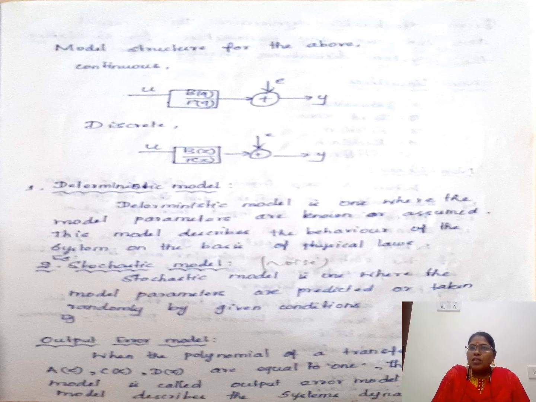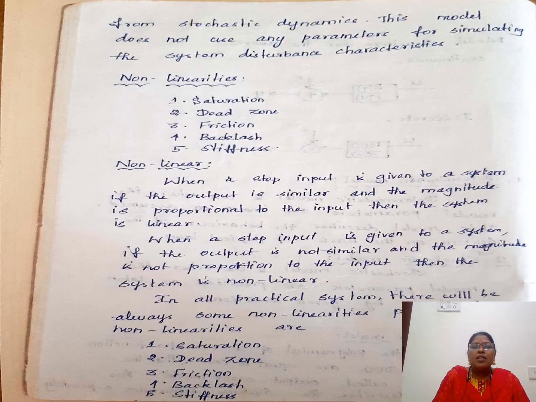In the output error model, in the basic general equation, you have to make the polynomials A, C, D equal to 1. If you make A, C, D equal to 1, then we call that model the output error model. The equation becomes B by F plus e of t, and that gives the output error model.